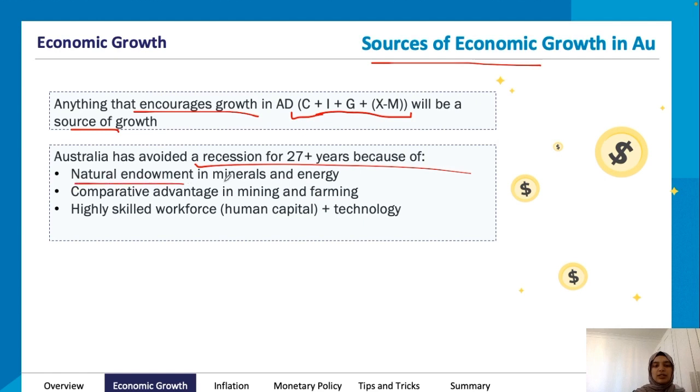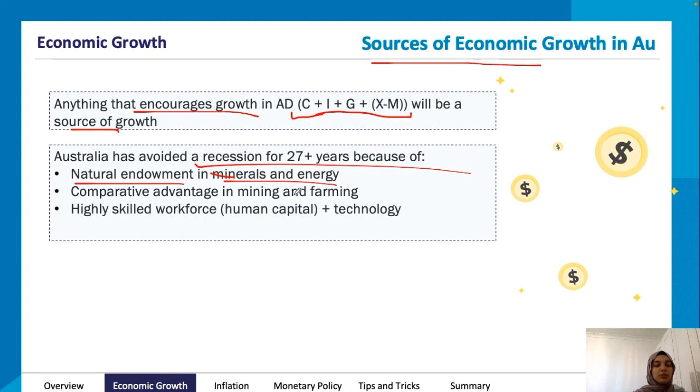Natural endowment in minerals and energy. We have a lot of minerals and energy that we're able to dig up from the ground, or a lot of resources available which we can sell off and make a lot of money out of. Comparative advantage in mining and farming. We're able to do it better than most economies in the world, so most economies will just buy it from us. And a highly skilled workforce.